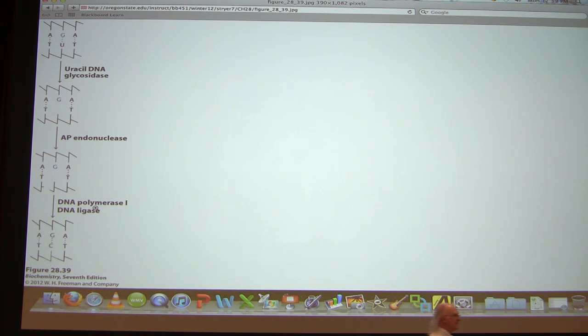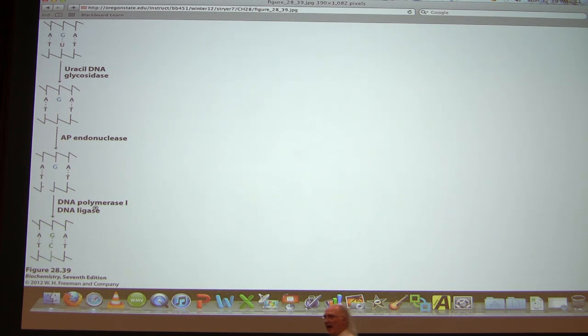dUTP, right? Remember when we were making thymidine, we made dUTP, and I said if we have a little bit of it in this cell, the cell can use it in place of a T, and it'll put a U in the DNA. All right? Well, cells don't want to have that U in the DNA, all right? And so they have a system to remove it.